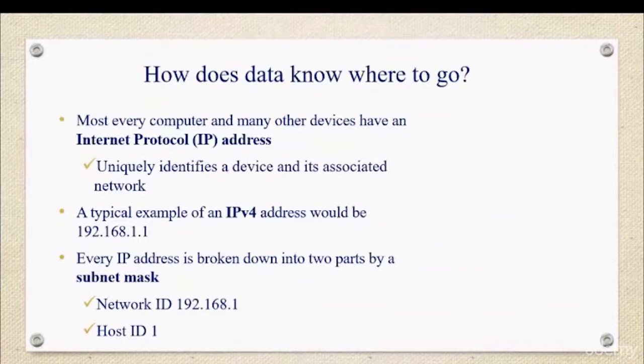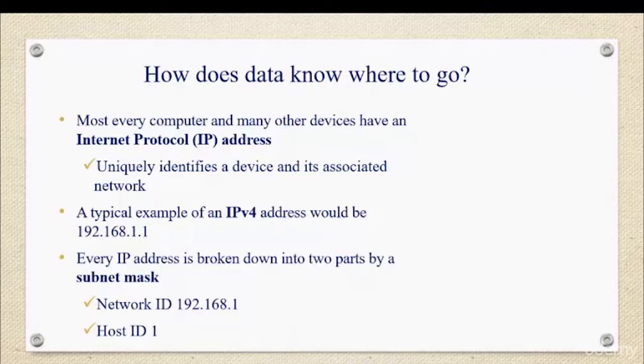All right, so how does data know where to go? Well, we mentioned IP addresses, right? Those are your logical addresses that uniquely identify the device and its network. So an example here would be 192.168.1.1, right? Every IP address is broken down into two different parts by something called a subnet mask, and we'll detail that here in a little bit. So we have a network ID portion, which is 192.168.1, and then we have your host ID, which is 1.